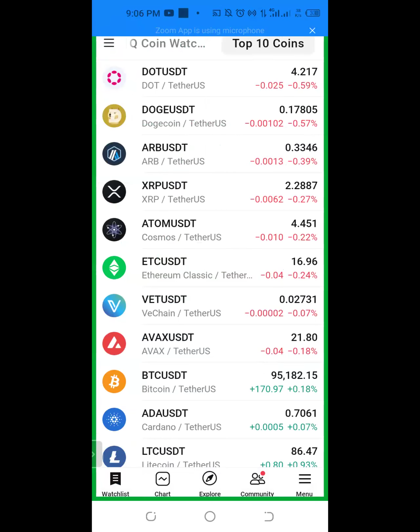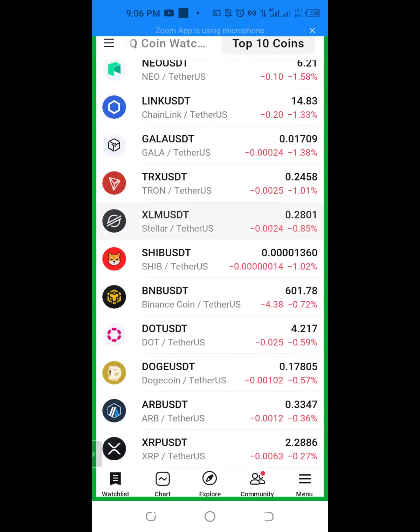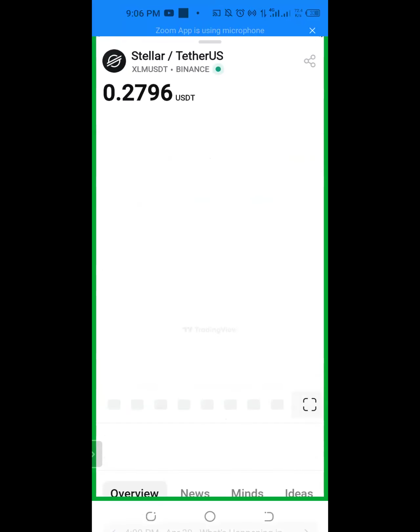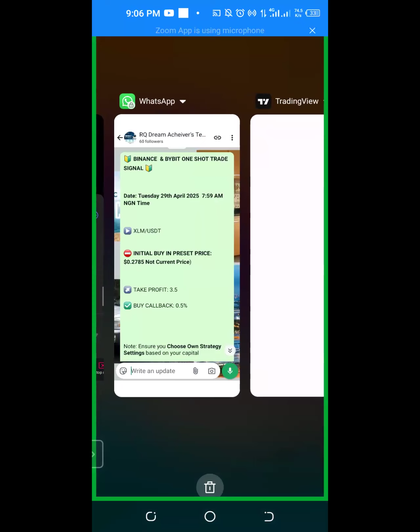So that's why the XLM that I sent, you can see till now, it has now shown 796. And I said we should enter it when the coin gets to 2785.